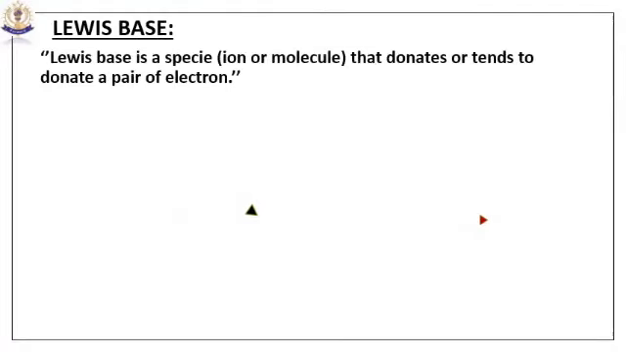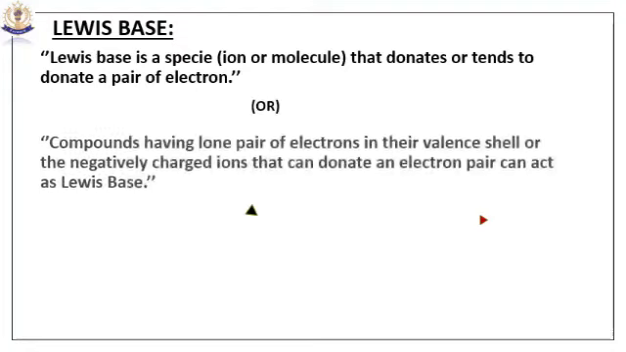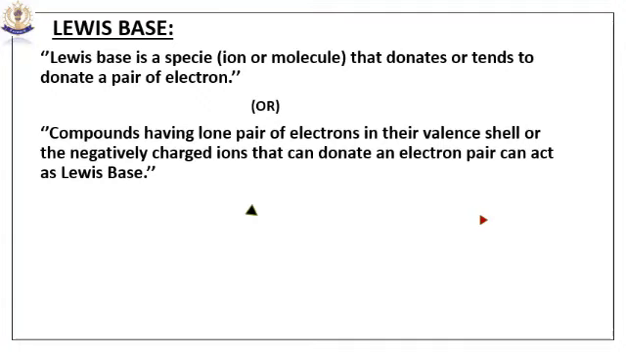The definition of Lewis base. Lewis base is a species, ion or molecule that donates or tries to donate a pair of electrons, or we can say that Lewis base is an electron pair donor. Or the compounds having lone pairs of electrons have the tendency to donate an electron pair. Why? Because lone pairs of electrons are those pairs which are not involved in bonding. So these compounds can donate their electron pairs. And similarly, the negatively charged ions also can donate an electron pair and can act as Lewis base.